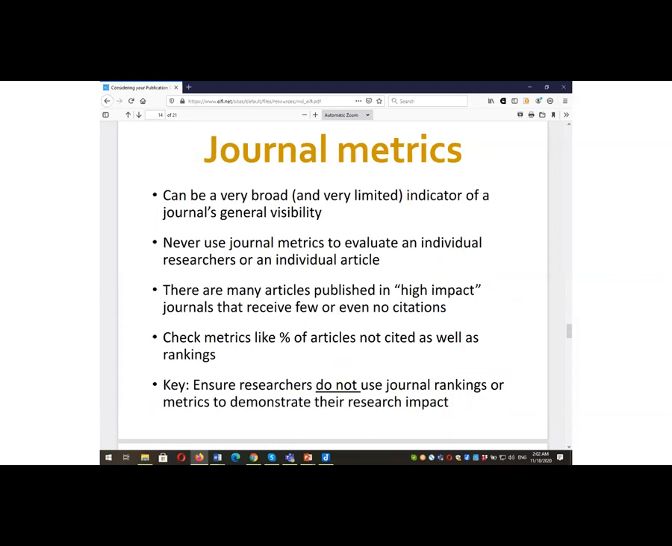And then journal metrics. They could be used to compare journals, but they're not useful at all to compare researchers or individual articles. So advisors say never use journal metrics to evaluate an individual researcher or an individual article, because there are many articles published in high impact journals which never receive a single citation. And it's really important not to use journal rankings or metrics to demonstrate the impact of researchers.